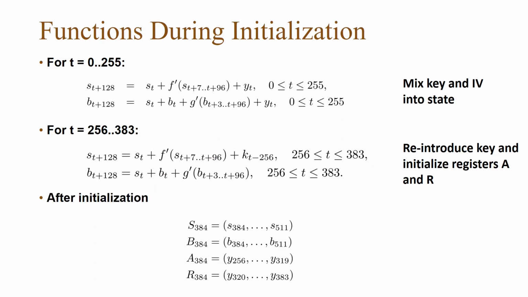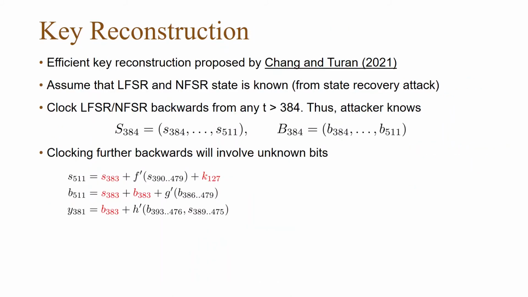So after the initialization, we have in the LFSR the bits S384 up to S511. Similarly for the NFSR, we have the bits B384 up to B511. The accumulator will consist of the bits Y256 up to Y319, and the register will consist of Y320 up to Y383. In 2021, Chang and Turan proposed an efficient key reconstruction based on this initialization.